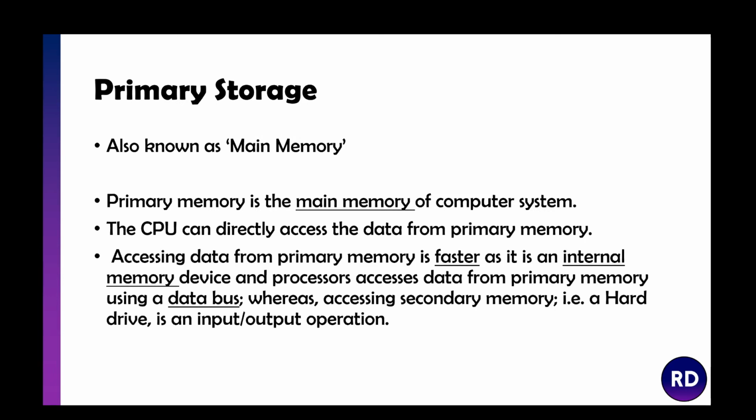So primary storage or primary memory is also known as main memory, and this is the memory of your computer system. It's the thing that stores current running programs, and it's what the CPU talks to. It directly accesses all the data in your primary memory. Accessing data from primary memory rather than secondary storage is faster because it's internal. It uses data buses to get information and put the information back in, whereas when you're accessing a hard drive, it's an input-output operation. It's a lot slower. You can't just use buses, so it takes a lot longer.